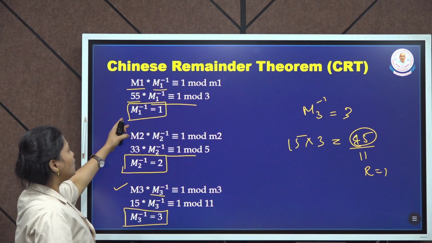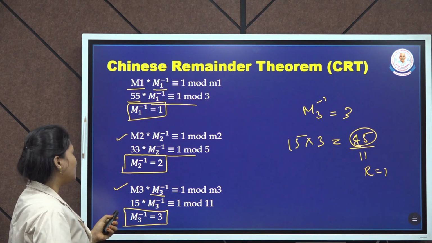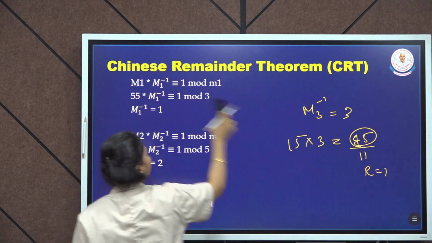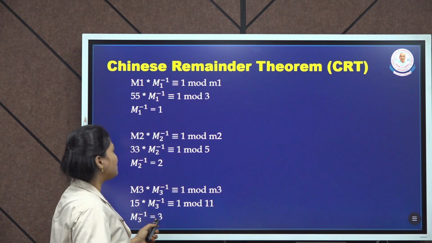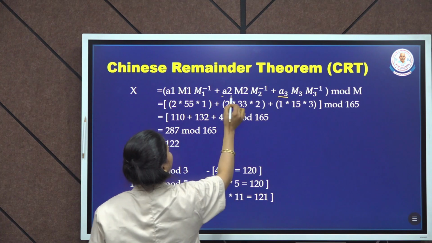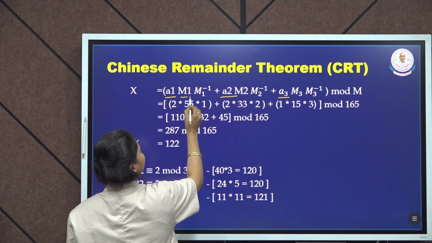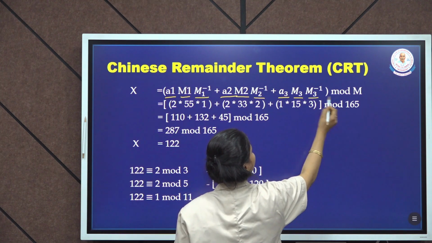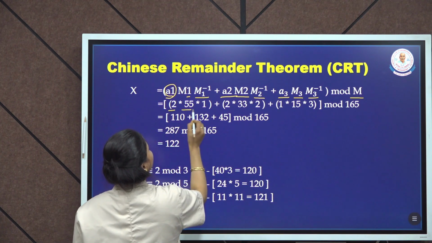Now we have found the modulo inverse of capital M1, capital M2, capital M3. Now we are going to apply all the capital M1, M2, M3 and the M1 inverse, M2 inverse, M3 inverse values into the formula with A1, A2, A3. These are the remainder values which we can get from the sum. Now we have M1 and M1 inverse, M2, M2 inverse and M3, M3 inverse and M values also. Now we are going to apply the values into the formula.